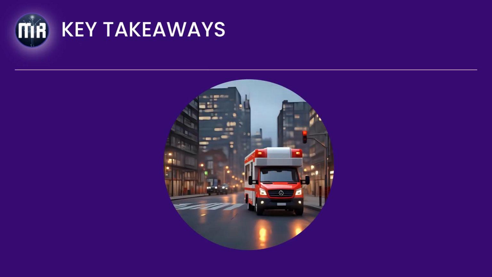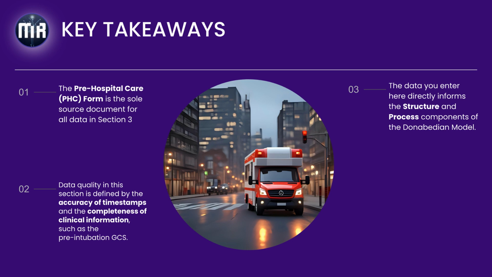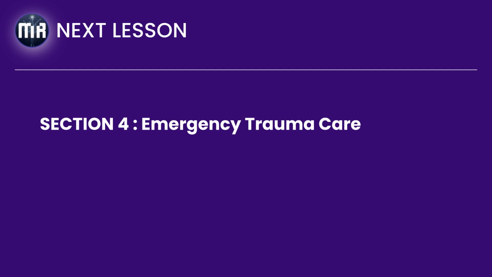Let us summarize the key takeaways from this module. First, the pre-hospital care form is the sole source document for all data in Section 3. Second, data quality in this section is defined by the accuracy of timestamps and the completeness of clinical information, particularly the pre-intubation GCS. Third, the data you enter here directly informs the structure and process components of the Donabedian model. And finally, meticulous entry of this data is essential for evaluating our emergency response system and providing a fair baseline for in-hospital outcomes. This concludes the training for Section 3, Out-of-Hospital Care.